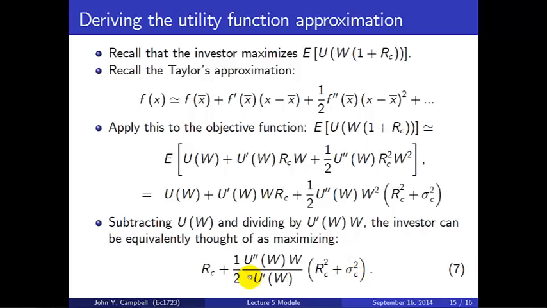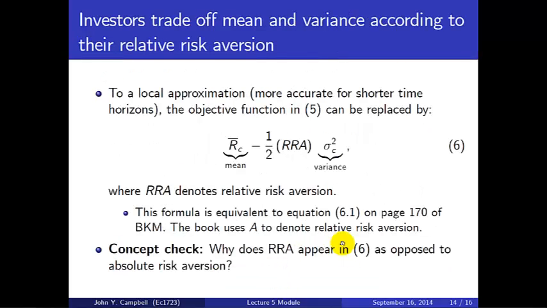So recall that relative risk aversion is minus second derivative times wealth divided by first derivative. Then that's going to give us this. The investor is actually maximizing mean minus 1/2 relative risk aversion times variance. And that's the result that we can use to talk about portfolio choice.